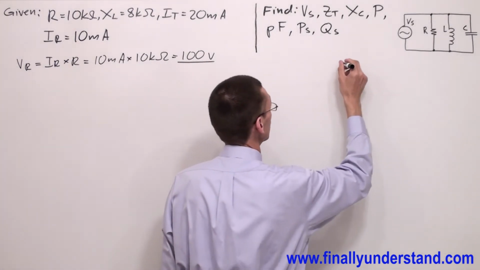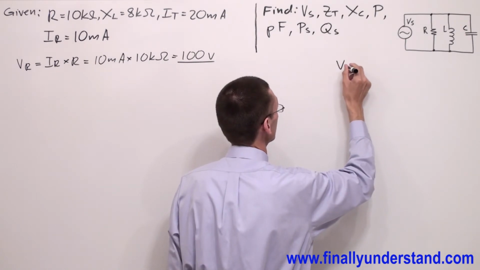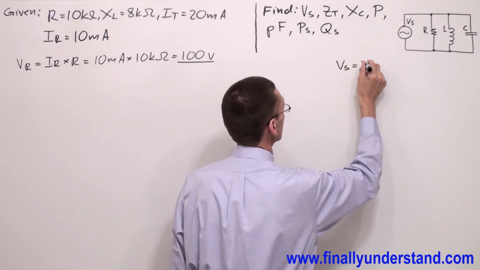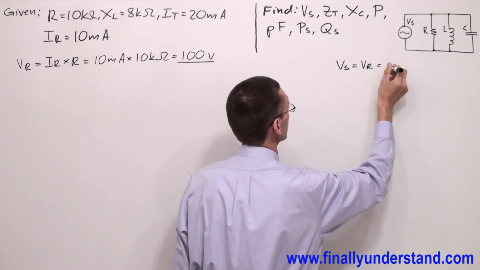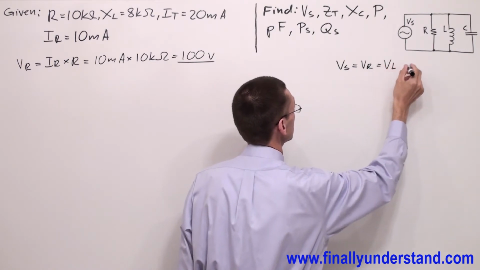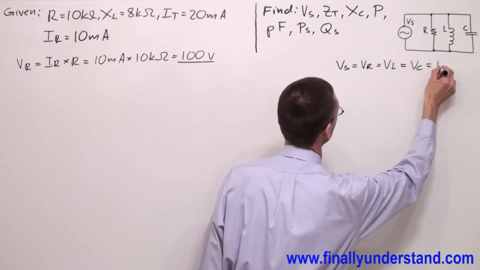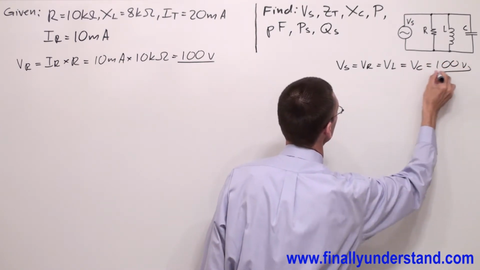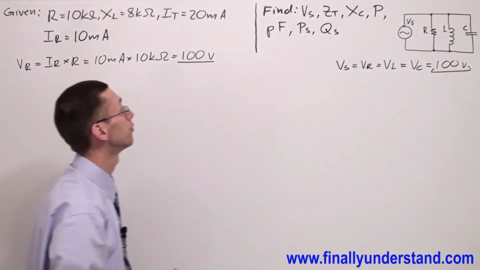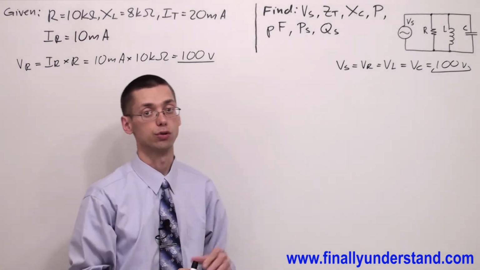Let me repeat myself one more time. In parallel circuit, the voltage source is equal to the voltage across the resistor. This is equal to the voltage across the inductor in this case, and this is also equal to the voltage across the capacitor, and we found that this is equal to 100 volts. Okay, so we found voltage source.